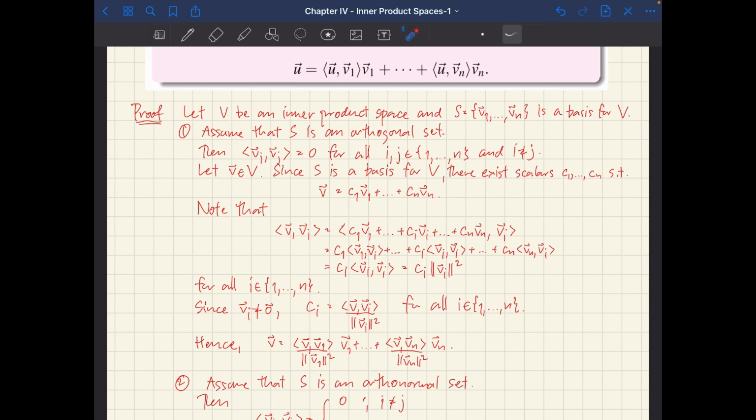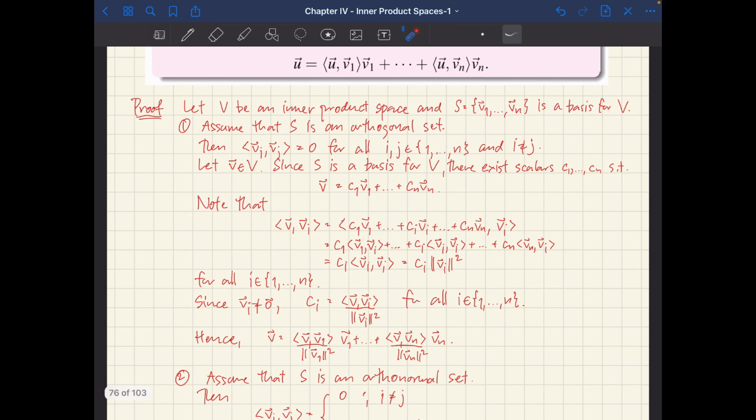Since we assume that S is a basis for V, it means that there exist scalars c1 to cn such that v equals c1 v1 plus blah blah blah to cn vn, like this. So how do we find the coefficient of this vector? It's very easy. We will use the inner product again, by taking the inner product with vi. You can do that from the left-hand side or the right-hand side.